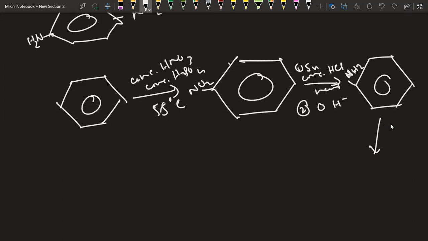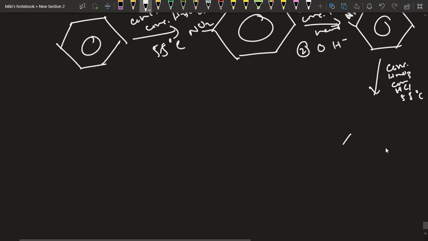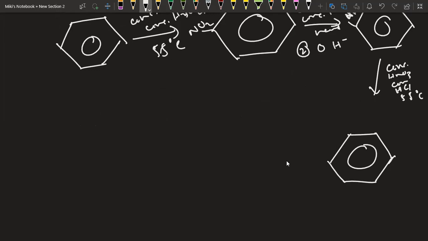What is the next step? The next step is to simply again add concentrated HNO3, concentrated H2SO4 at 55 degrees centigrade. We should now get the other phenylamine. We know that the second, fourth, and sixth carbons get activated, but we just need the fourth carbon. So we add the nitro group here.